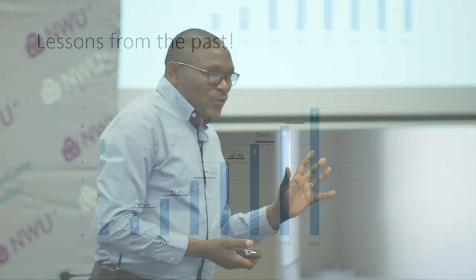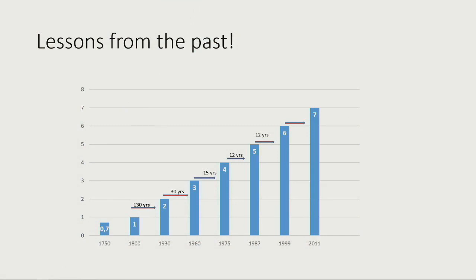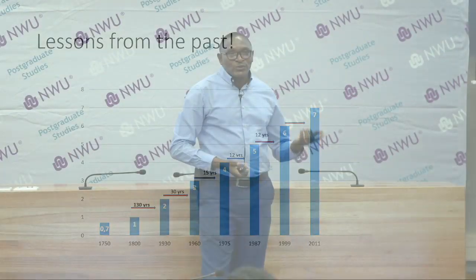Demographers also learn from the past. Looking into this, we can see that the population has not been growing at the same rate. It took quite a number of years for population to reach 1 billion in 1800, but it took 130 years for that population to double.